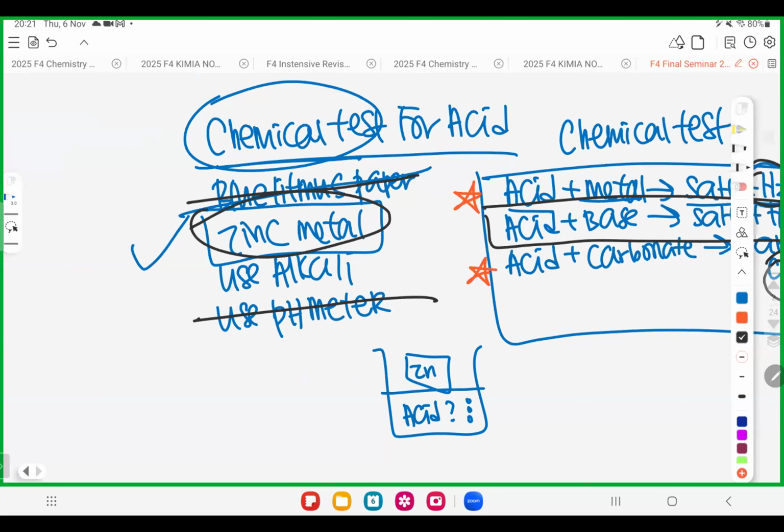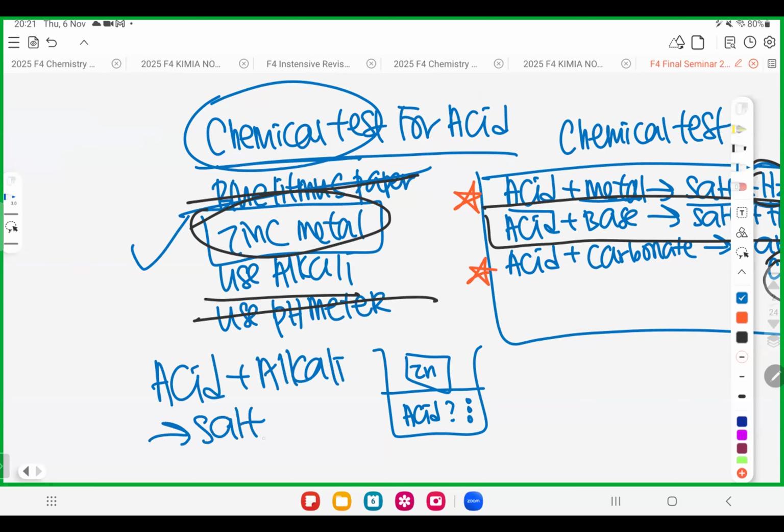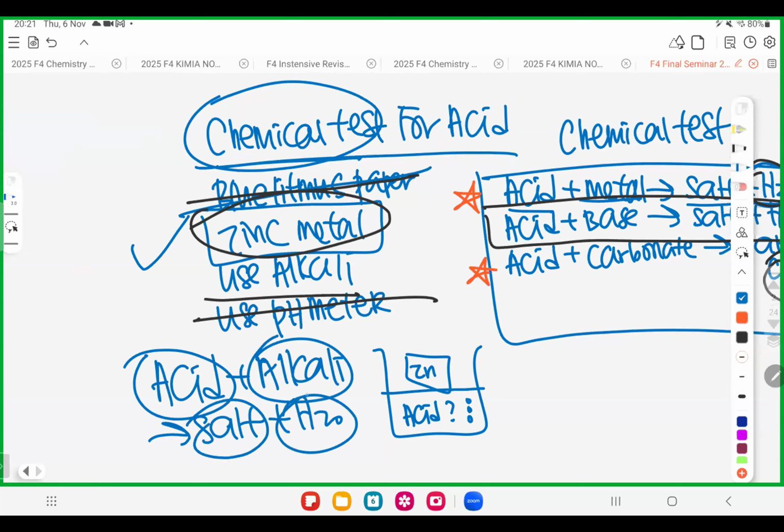So this one you have to be careful, because just now only two out of 38 students answered this question correctly. Can you use alkali to test it is acid? Cannot, because if acid reacts with alkali, you produce salt and water. Acid has no color, alkali has no color, the salt and water also have no color. So you cannot see anything. You put alkali in the acid, you see nothing. So you never know whether any reaction occurred or not.